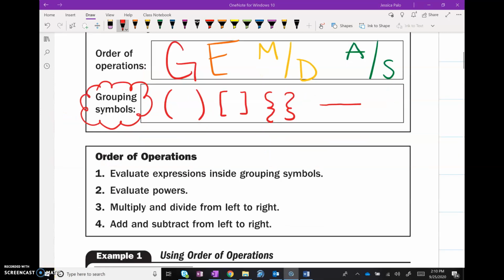So the order of operations: you will evaluate the expressions inside the grouping symbols. Then you will evaluate powers, multiply and/or divide from left to right, and finally add or subtract from left to right.